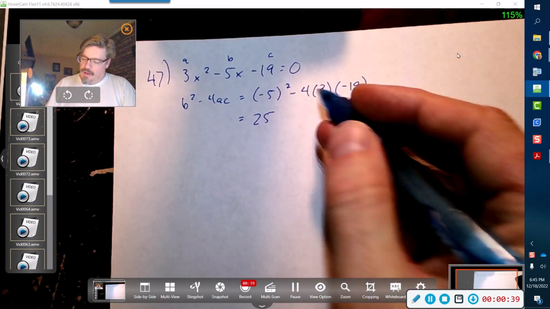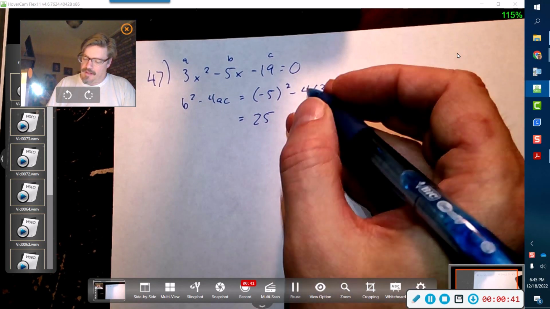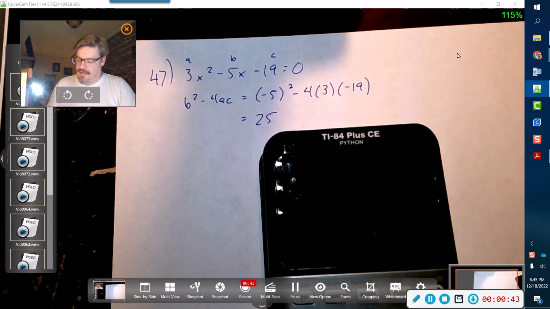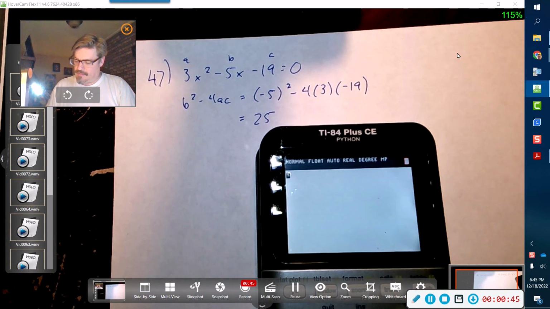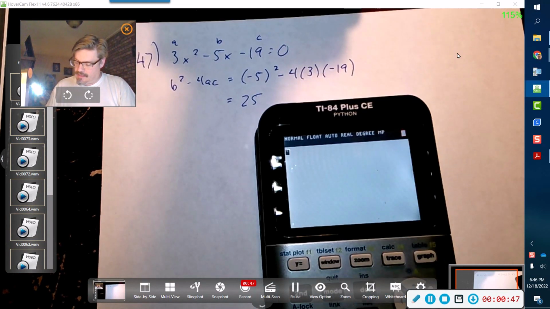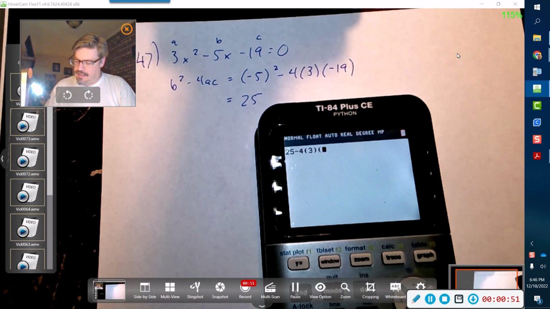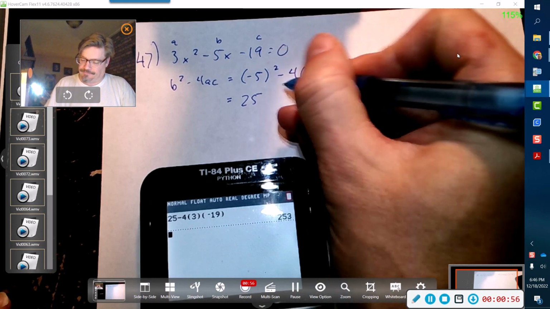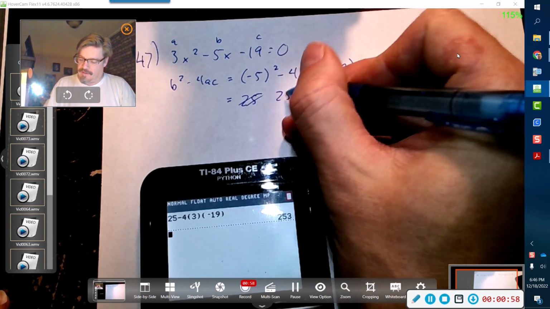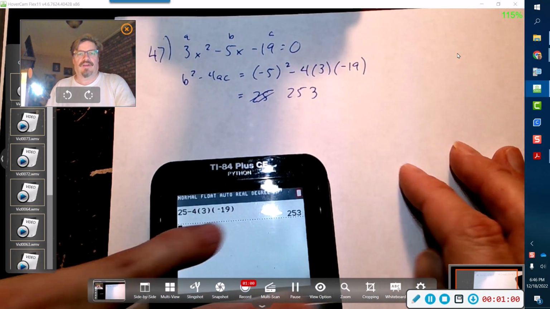Okay, so I'm going to get two negatives here. So what I'm going to do is just type it. Oh, battery's low still, let's do that. So I know 25 minus 4 times 3 times negative 19. Alright, 253. Alright, so 253. Oh, I could have just written 253.